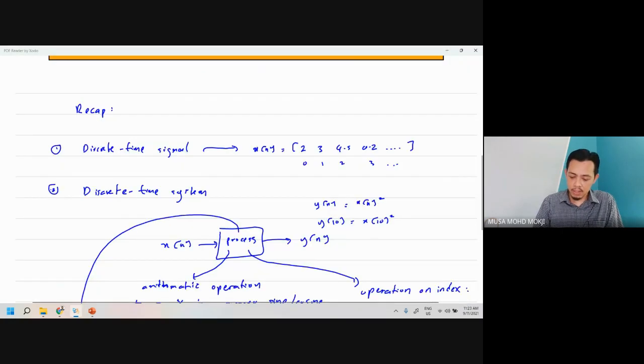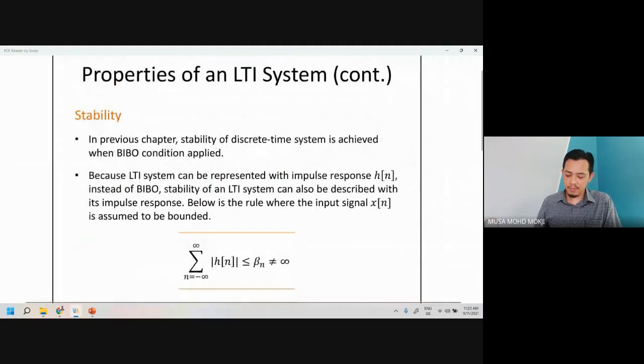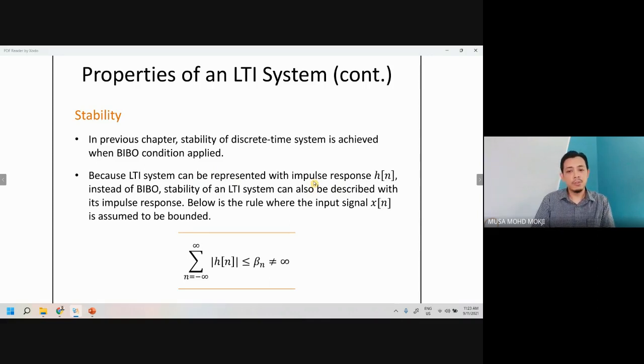Right, so let's see. This is for stability. In the previous chapter, stability of a discrete time system is achieved when the BIBO condition applies. We can still use that. But LTI systems can be represented with an impulse response, whereas for a general discrete time system we may not know whether it has an impulse response or not. If we know it is an LTI system, linear and time invariant, it has an impulse response. So when it has an impulse response, we have another option to check for stability.